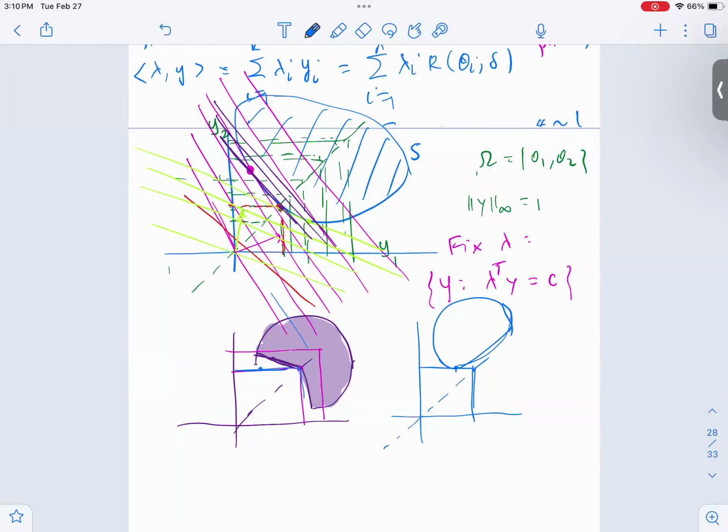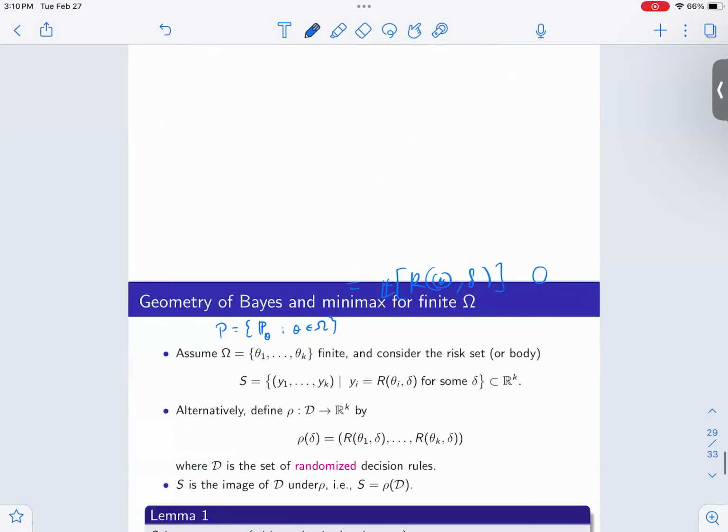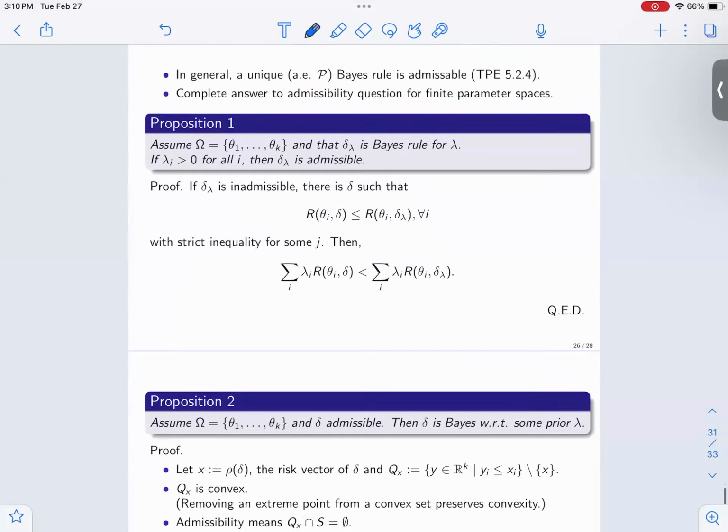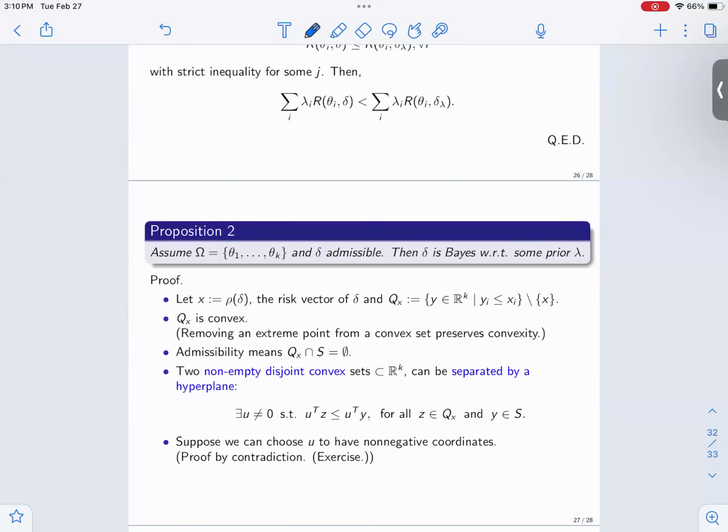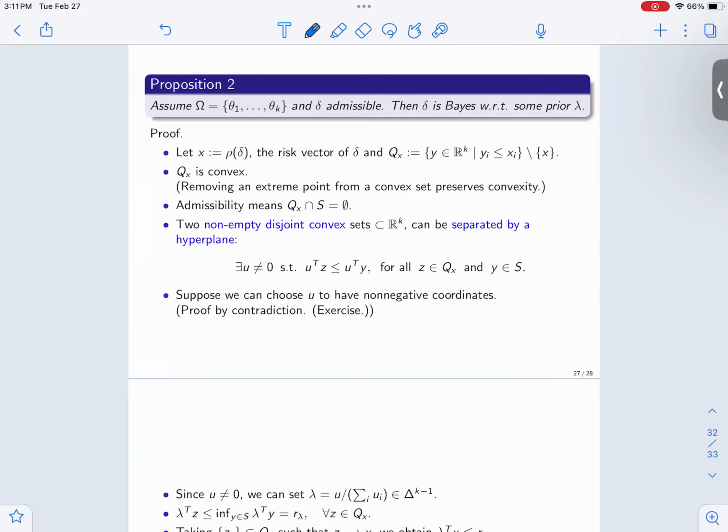Okay, so far so good. That's the geometry of Bayes and minimax. But the Bayes rules have a more natural place. The idea is that in this setting, if the parameter space is finite and if delta is admissible, then delta is going to be a Bayes rule with respect to some prior, and that face is the face of admissible estimators. That's what I want to argue. So Bayes rules and admissible rules are basically one and the same in this case. So let's see what an admissible rule is. Suppose I have this.